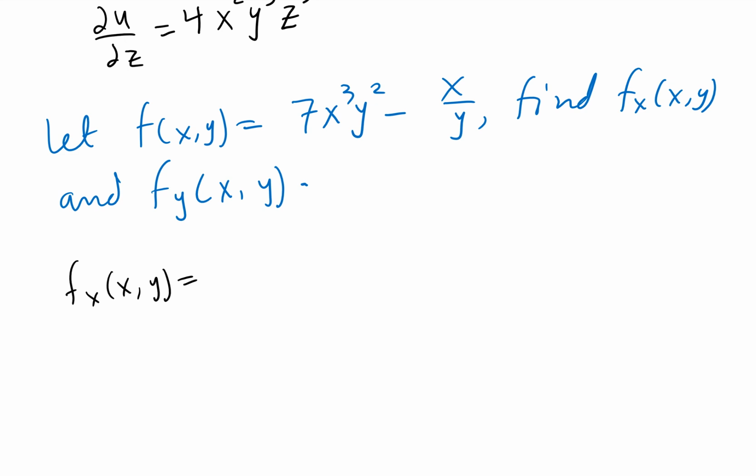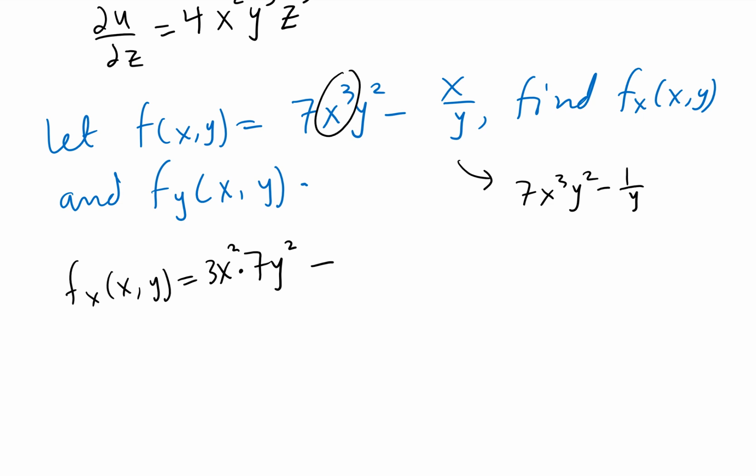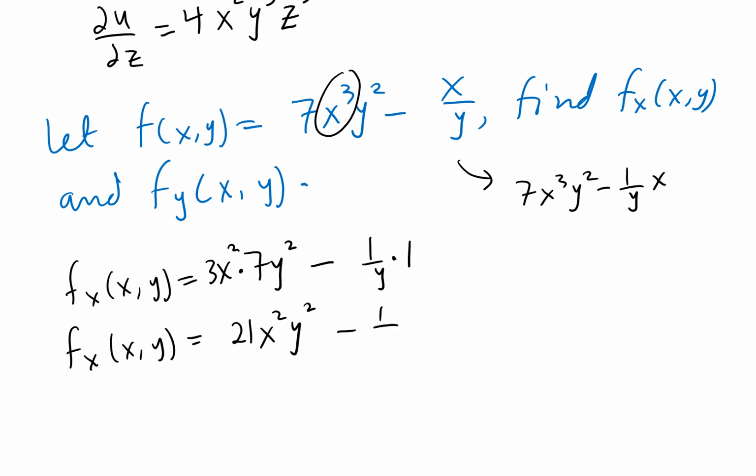Partial derivative of this function with respect to x. We keep the 7y squared the same. We just find the derivative of x cubed, which is 3x squared, minus this one here. You can write it as 1 over y times x. So 1 over y stays the same, derivative of x is 1. So this becomes 21x squared y squared minus 1 over y.